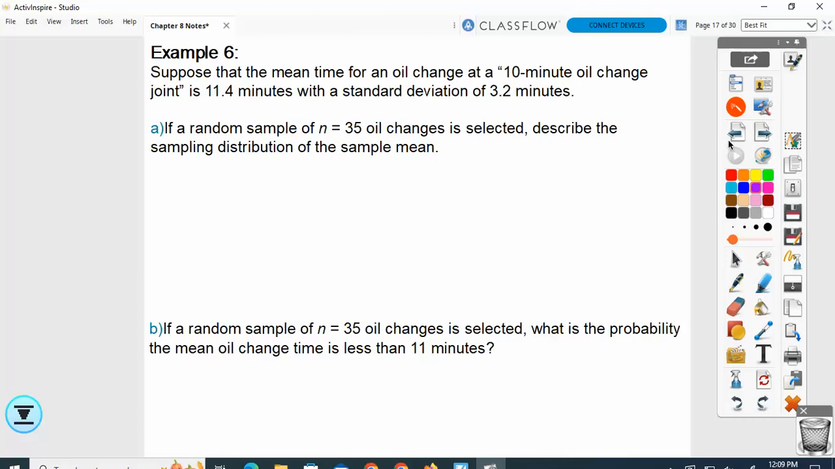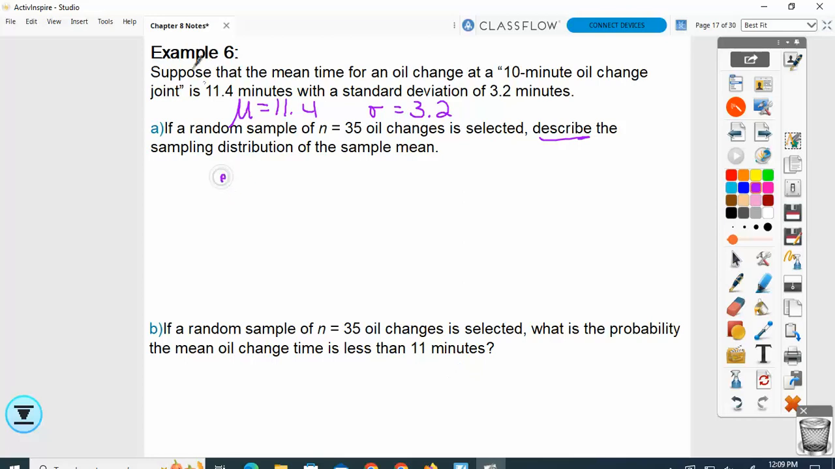Okay. So suppose the mean time for an oil change at a 10-minute oil change joint is 11.4 minutes. So our actual mean is 11.4. Standard deviation is 3.2. If a random sample of n equals 35 oil changes is selected, describe the sampling distribution of the sample mean. Okay, this is going to become a frequent question. I'm asking you to describe it. Basically, I'm asking you to tell me, is it normal, the mean, and standard deviation? That's all I'm looking for.